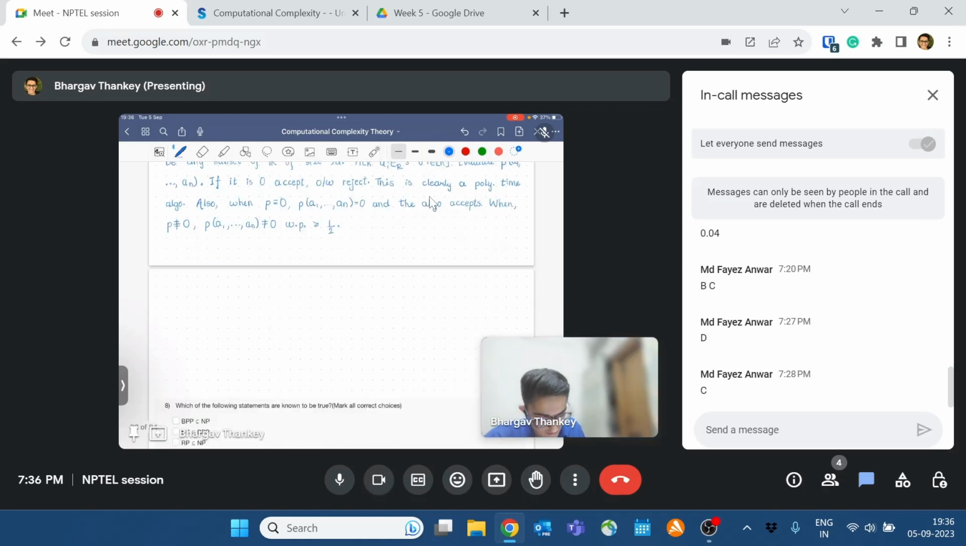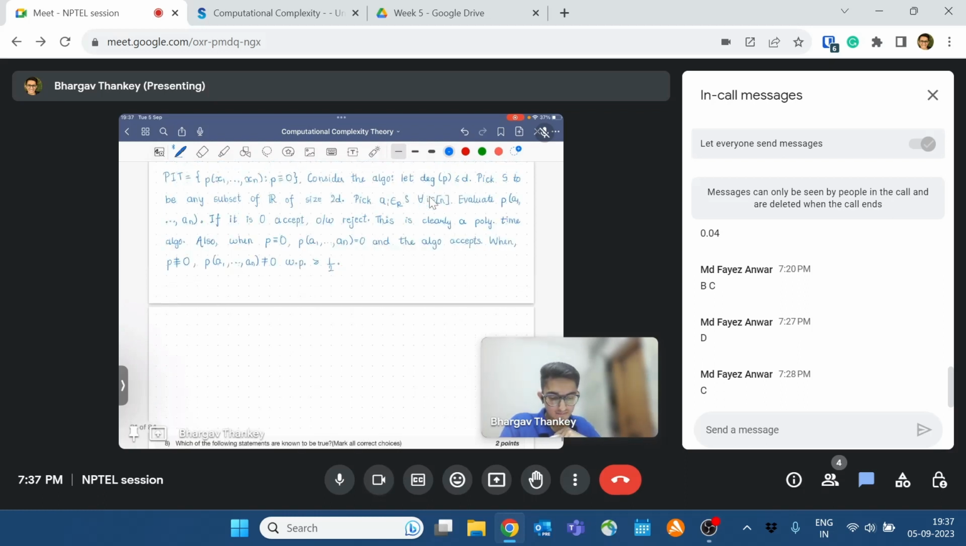Okay, I think I got the answer to your question from earlier. How would we say that if the polynomial is non-zero, the probability of finding a non-zero value would be high? Since the degree is some finite number, if it is non-zero, then the number of values for which it would be zero would be at most d.